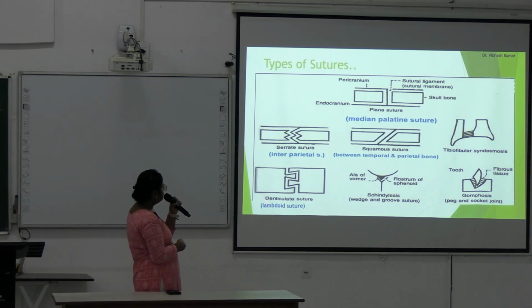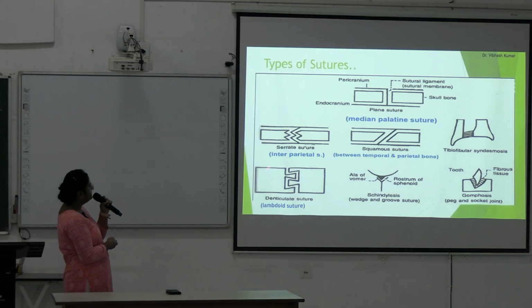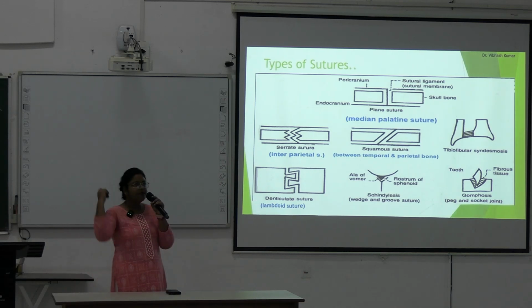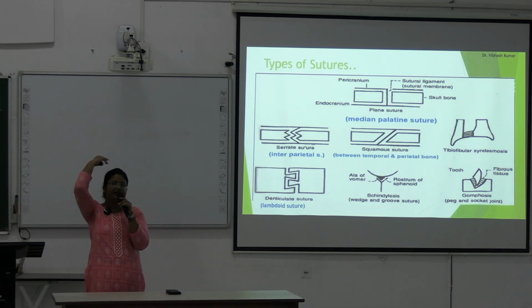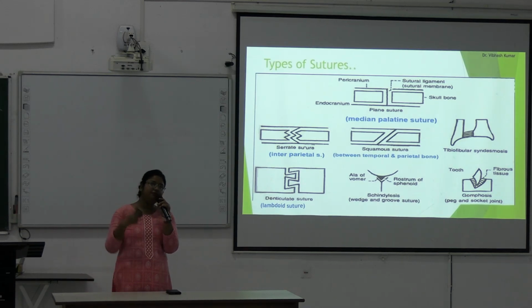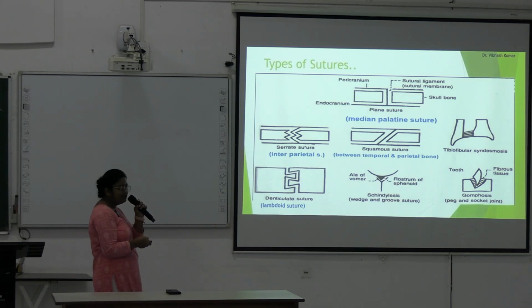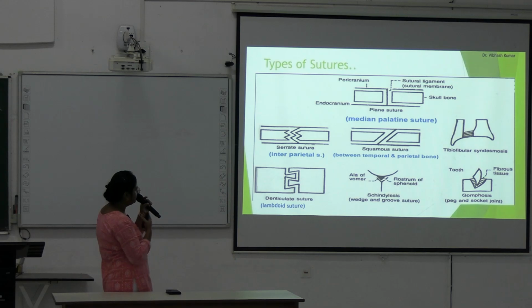Now there is the denticulate suture. You can see the bone ends are like a tooth, resembling a tooth. This type of suture occurs in the lambdoid suture. The lambdoid suture is located on the posterior aspect, between the two parietal bones and the occipital bone posteriorly. So this is the location of the 5 sutures, and you have seen the pictures of all the 5 sutures.